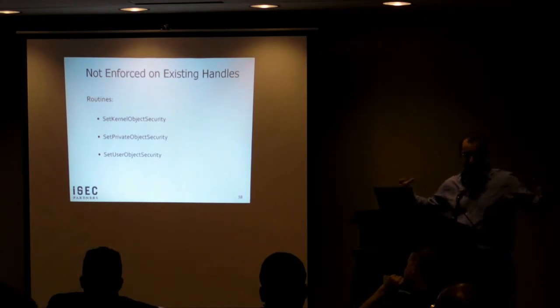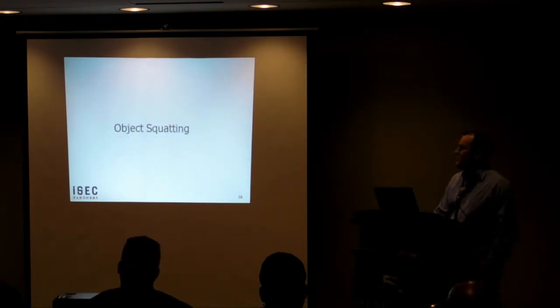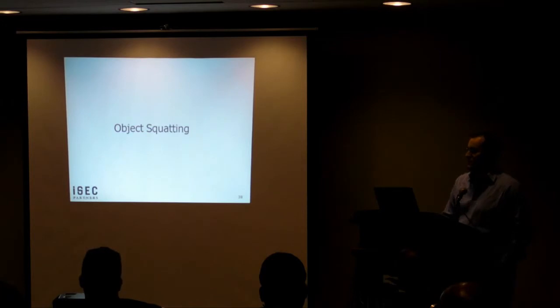So if there's a connection to a file or named pipe in place, for whatever reason, it's not going to apply to that. That's kind of common knowledge, I guess. But object squatting is another interesting way of escalating privilege. I think it works on anything with a global registry for objects along those lines.